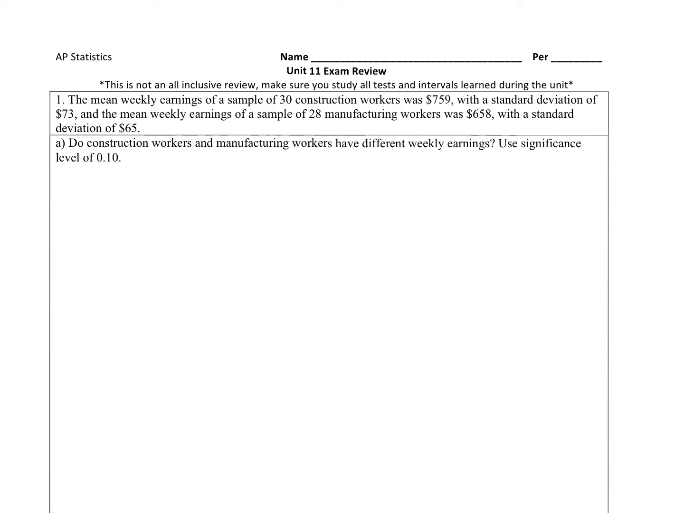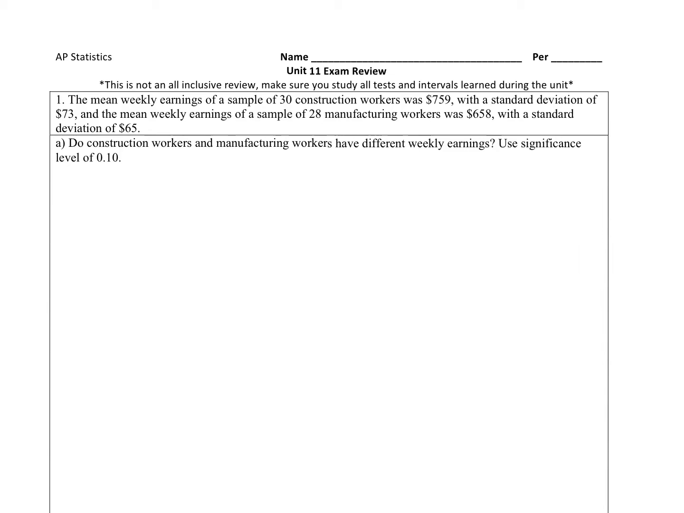All right. The mean weekly earnings of a sample of 30 construction workers was $759 with a standard deviation of 73, and the mean weekly earnings of a sample of 28 manufacturing workers was $658 with a standard deviation of 65. Do construction workers and manufacturing workers have different weekly earnings? Use significance level of 0.1.